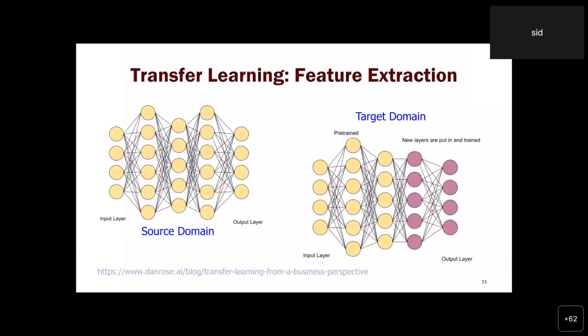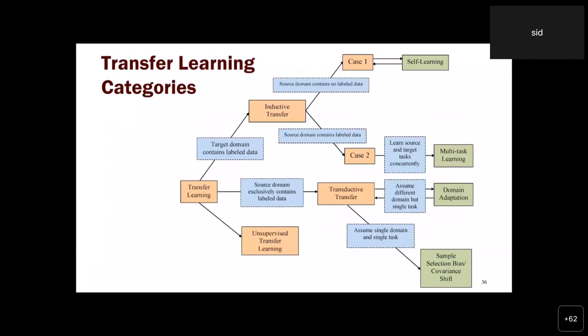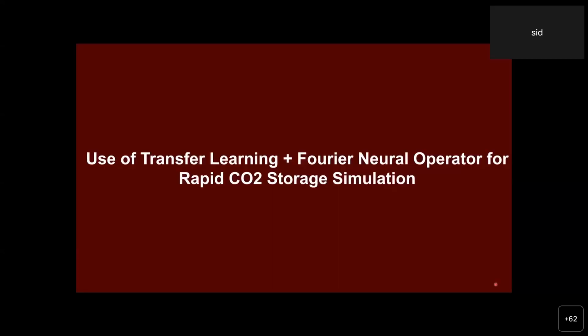This is what I meant by feature extraction for transfer learning. An English language detection model can be used for a Greek language detection model. All you have to do is take some features from the early part of the network and use it for your target domain. I'll skip this and I'll move on to the results.